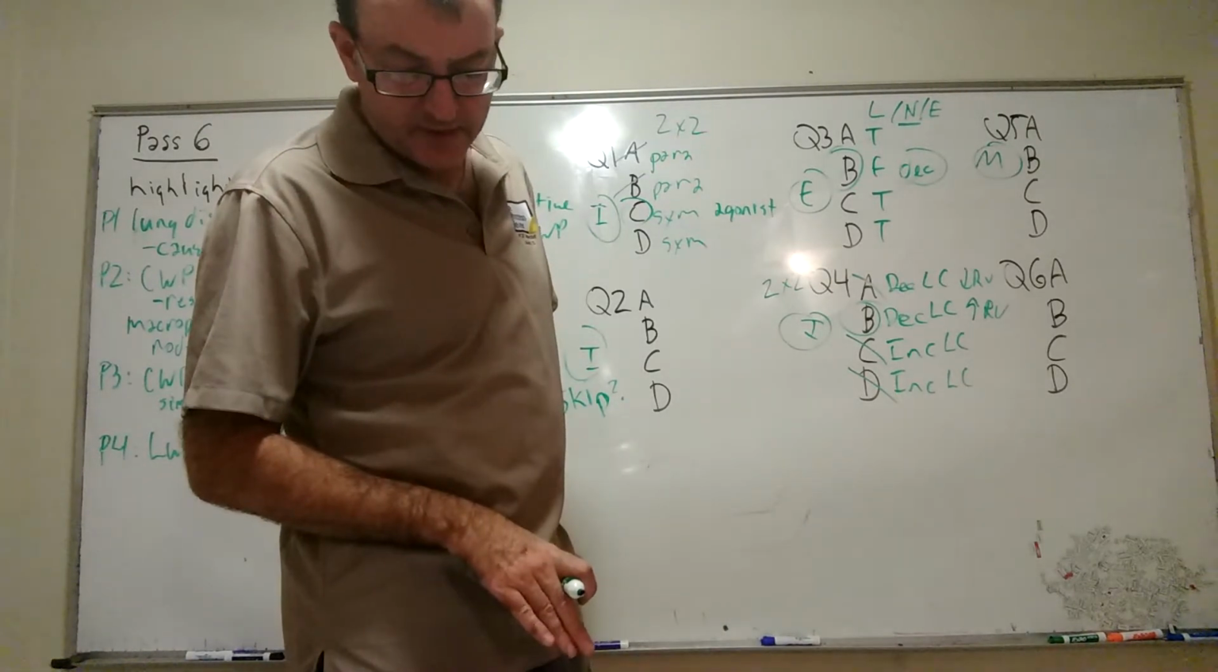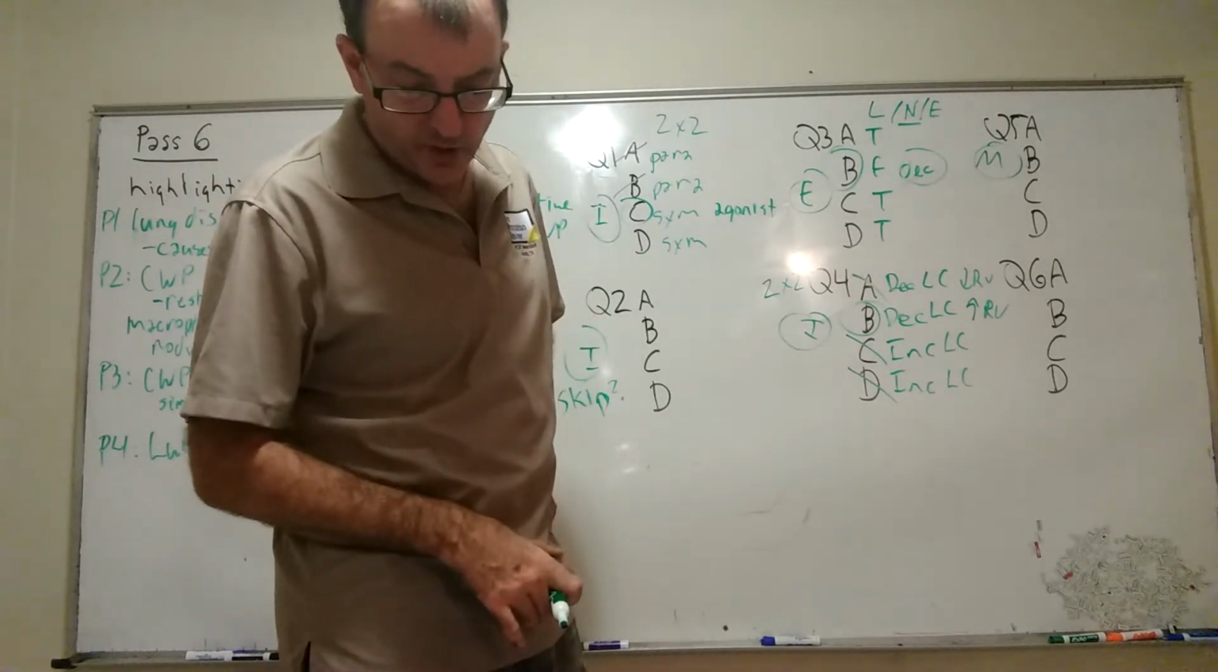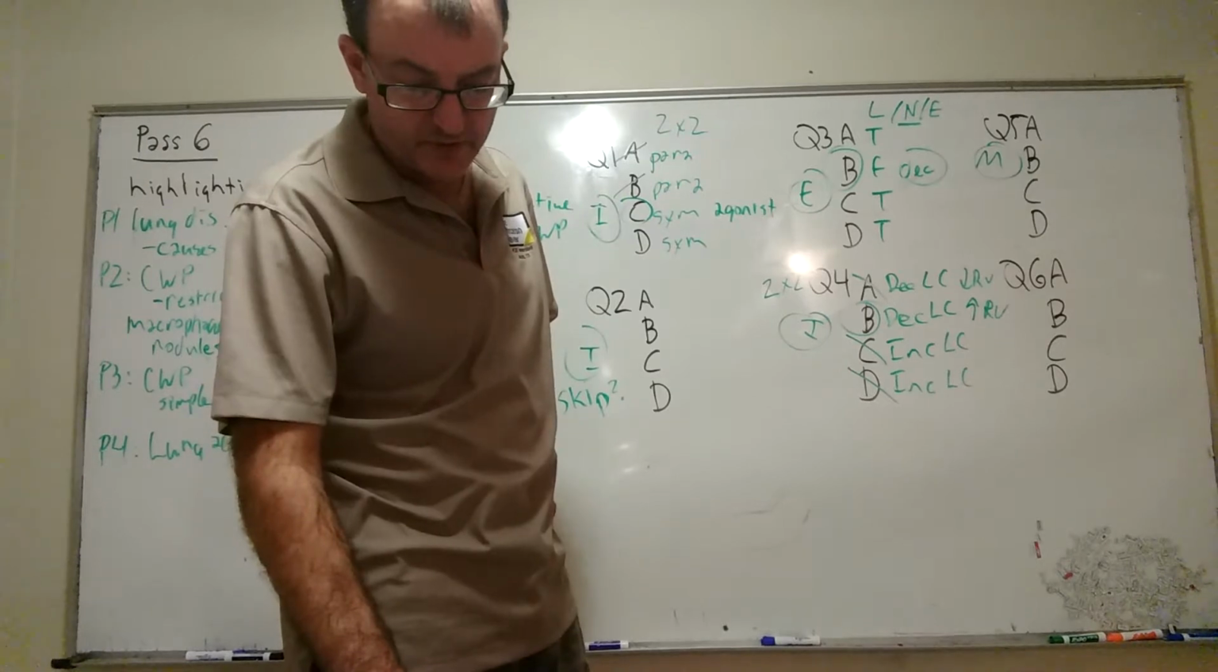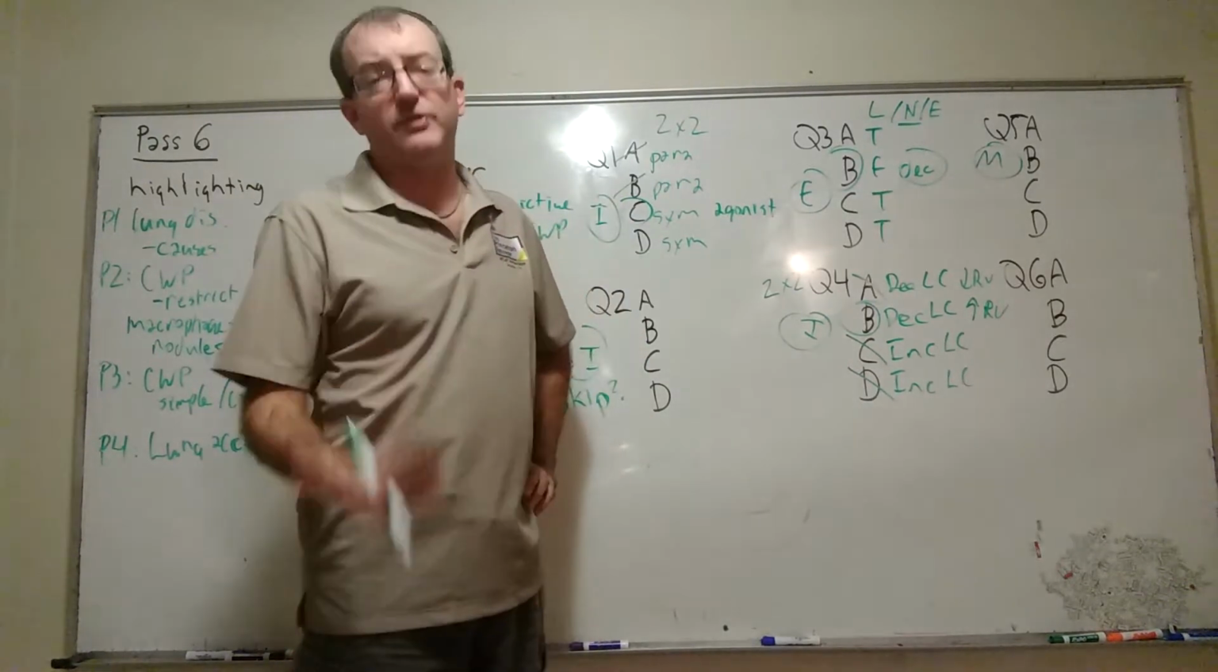Which of the following statements about the respiratory system is true? So it's what do you know about the respiratory system? A. The ratio of cartilage to smooth muscle decreases as the bronchial tubes branch smaller and smaller. Now that, if you don't remember, that is a true statement, right?